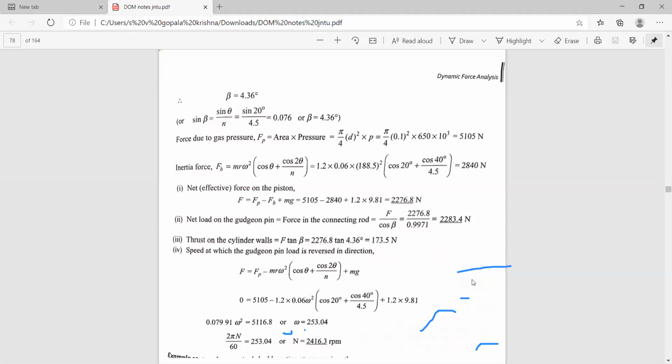This is also similar to the above one, but here we also add the reciprocating masses. Why? Because we are taking the vertical engine arrangement, and the previous one was the horizontal reciprocating engine. This one is vertical, so that is the small difference.